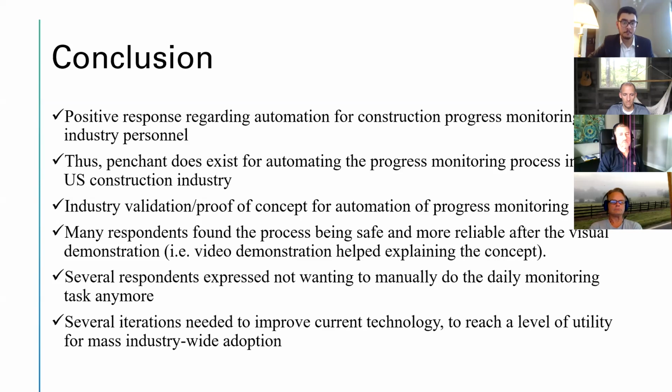And then lastly, several iterations are needed to improve the current technology that we have using RoboMaster S1 and Insta360 X. There are several iterations that can be done, with better technology, to reach a level of utility for mass industry-wide adoption of this technology.